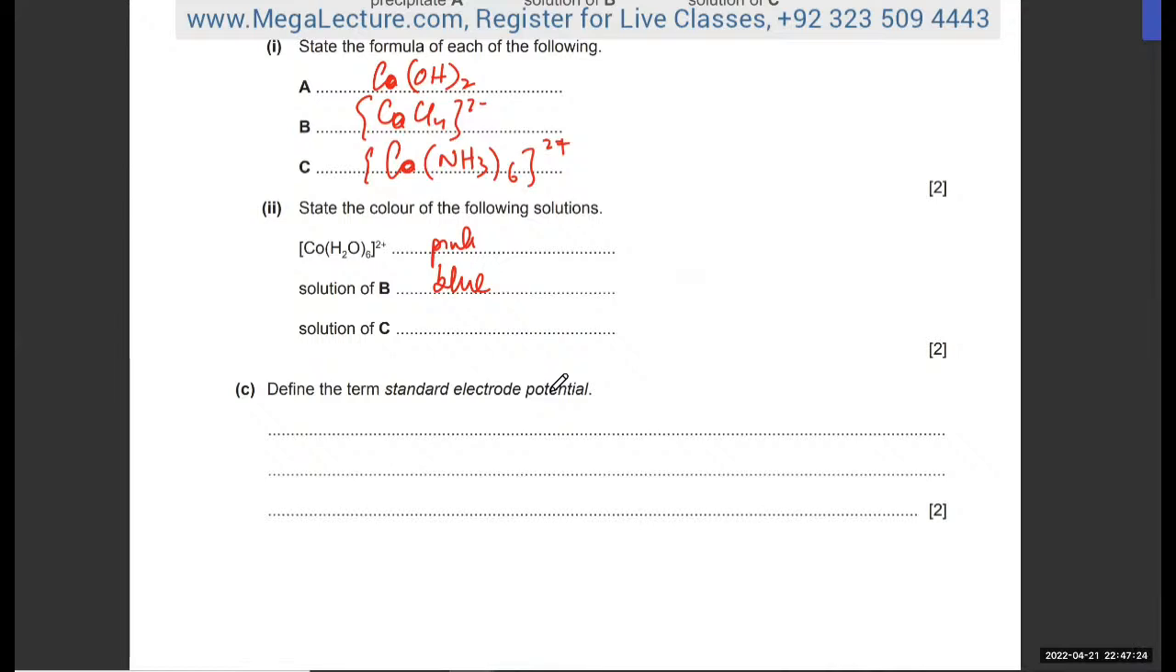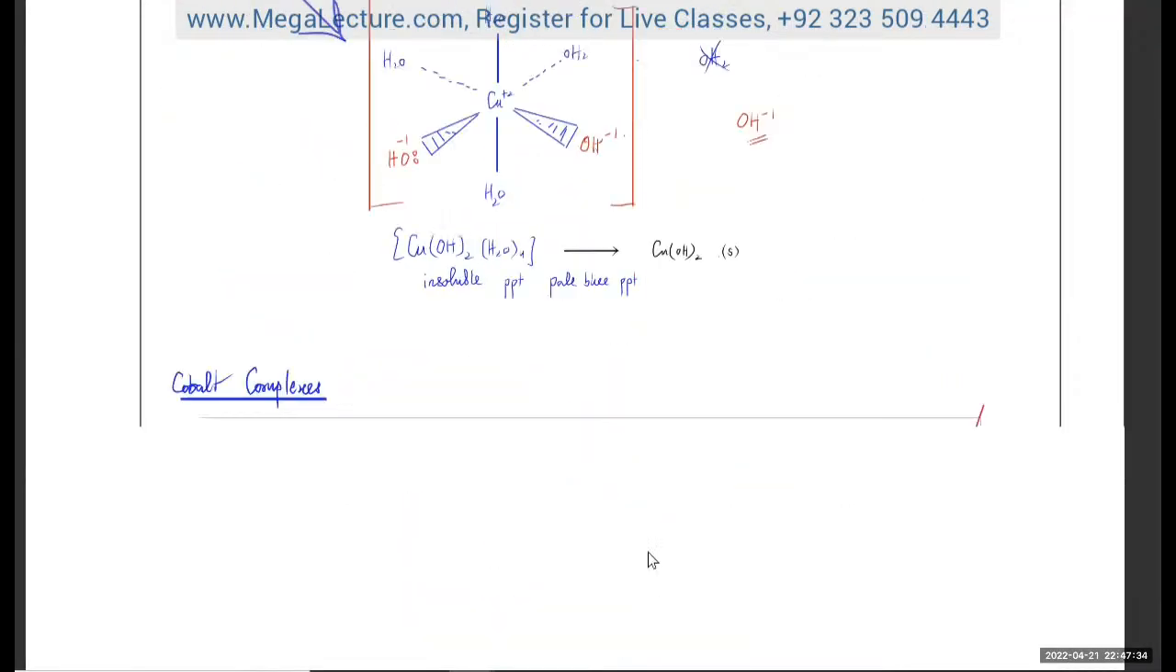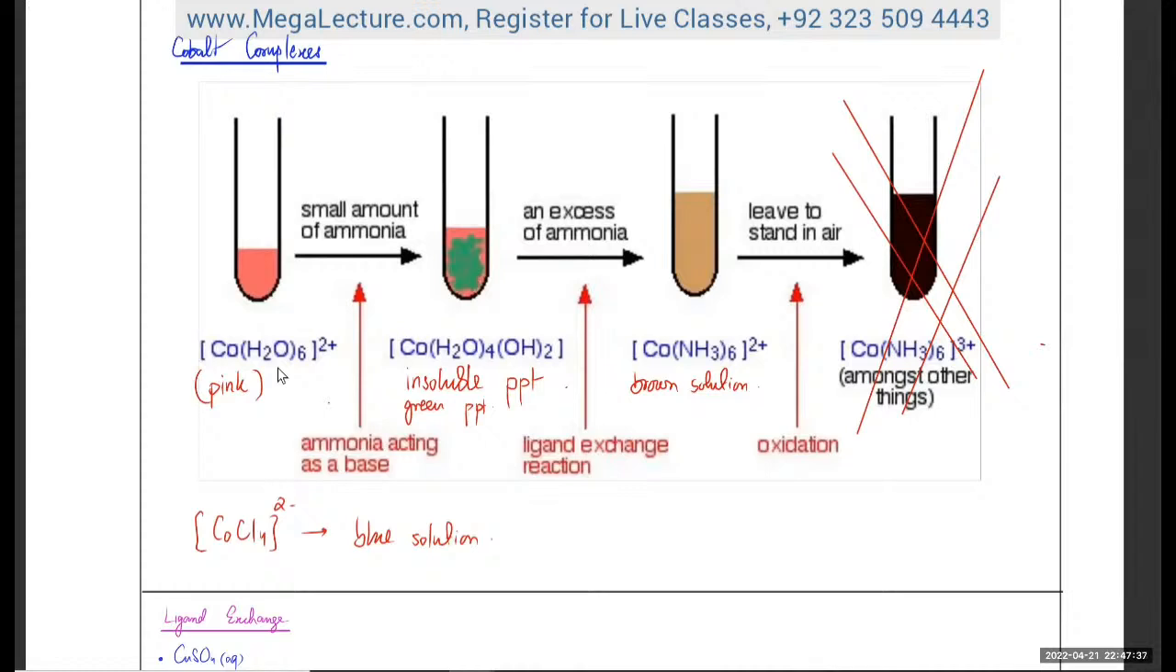Sir, one minute, for the A part we did, cobalt hydroxide, shouldn't that be green? No, not hydroxide, it's cobalt with water. Cobalt with water is pink. Okay, right. When you add OH ions, just like copper where you get a blue precipitate, over here you get a green precipitate. When you add excess ammonia, you get a brown solution. With copper you get a deep blue solution. CoCl4 is a blue solution. CuCl4 is a greenish yellow solution.